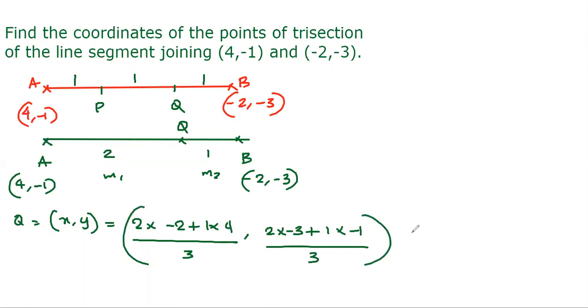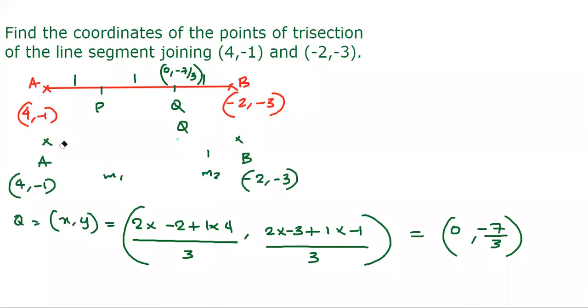So you can calculate. This is minus 4 plus 4, 0. 0 by 3 is again 0. Now here it is minus 6 minus 1, minus 7 by 3. So this is the point Q. So Q is (0, minus 7 by 3). You can write the coordinates of Q as 0, minus 7 by 3.